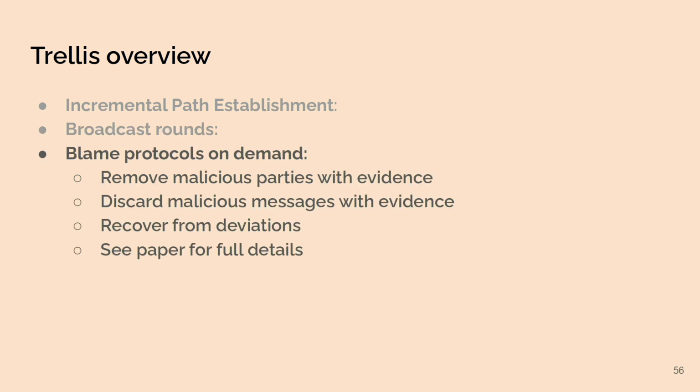And throughout Trellis, there might be deviations. For these deviations, we develop blame protocols that trigger on demand. These blame protocols will remove malicious parties with evidence. They'll discard malicious messages with evidence. We also show how to recover from deviations, and you can see our paper for full details.